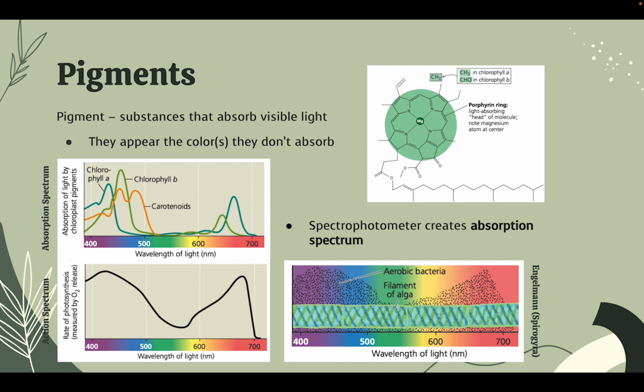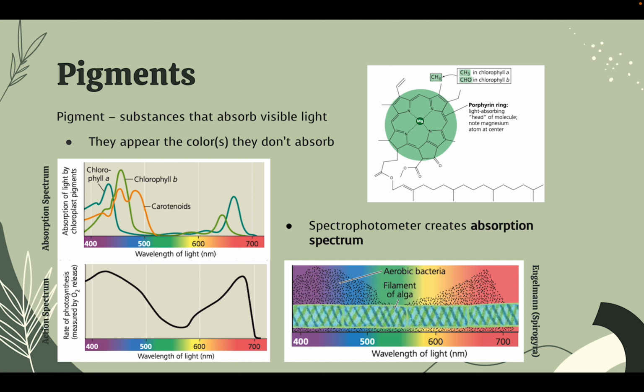This is really important to remember because magnesium is important to plants for this purpose. If they start lacking magnesium, they're going to get chlorosis. Their leaves are going to turn yellow because they're not making enough chlorophyll. So yeah, and the thing you use to create an absorption spectrum like this one here is called a spectrophotometer.